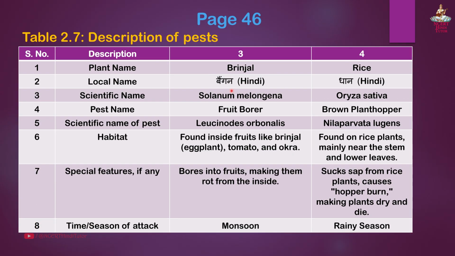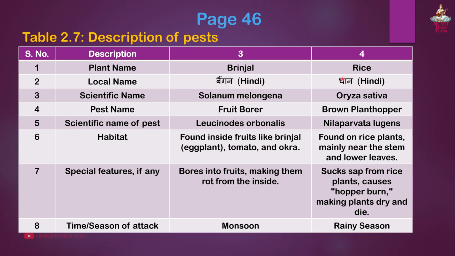Next, brinjal. Local name baingan, Hindi. Scientific name Solanum melongena. Pest name fruit borer. Scientific name of pest Leucinodes orbonalis. Habitat: found inside fruits like brinjal, eggplant, tomato and okra. Special features: bores into fruits, making them rot from the inside. Time season of attack: monsoon.